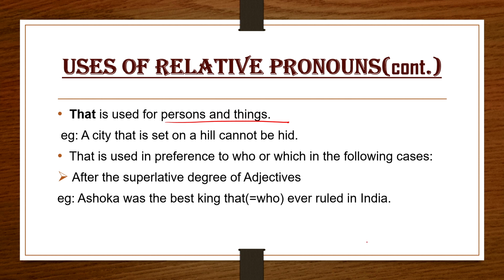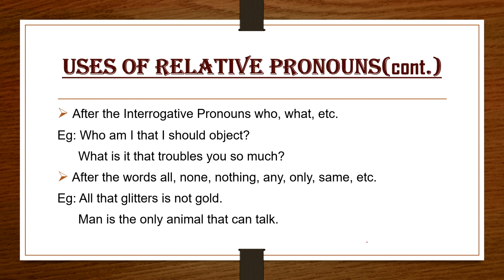Now, that is used in preference to who or which in the following cases. After the superlative degree of adjectives, for example, Ashoka was the best king that ever ruled in India. So, in this sentence we can also use who. Ashoka was the best king who ever ruled in India. Now, that is also used after the interrogative pronouns who, what, etc. For example, who am I that I should object? What is that troubles you so much?